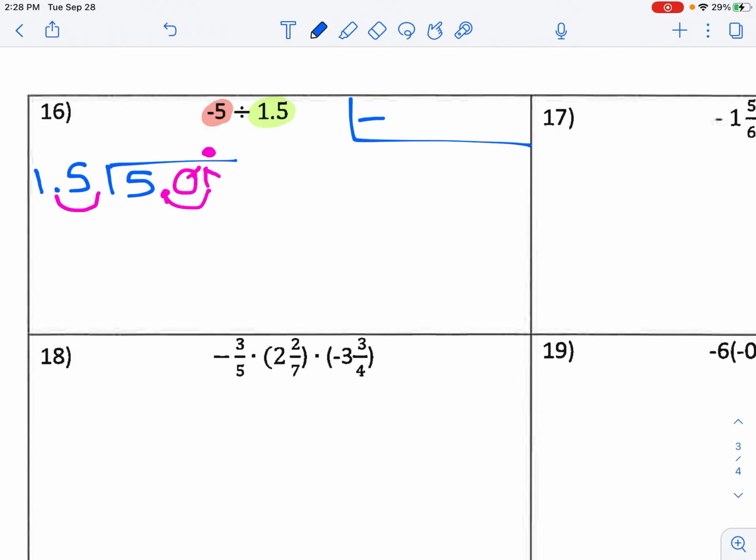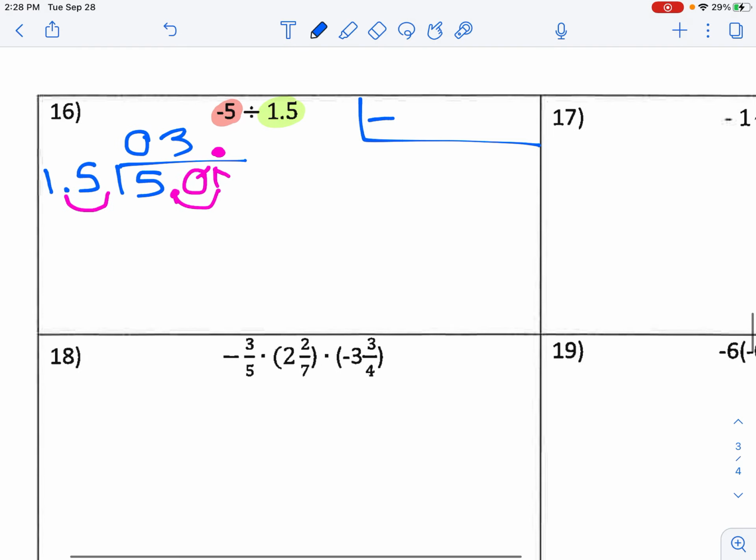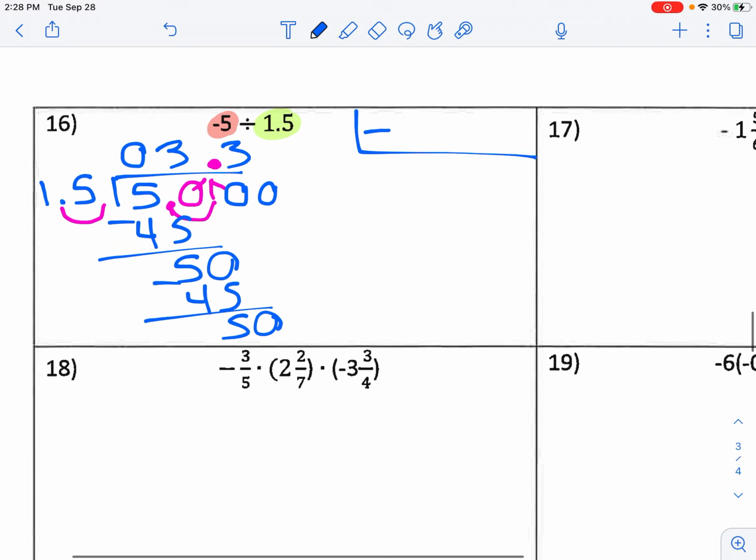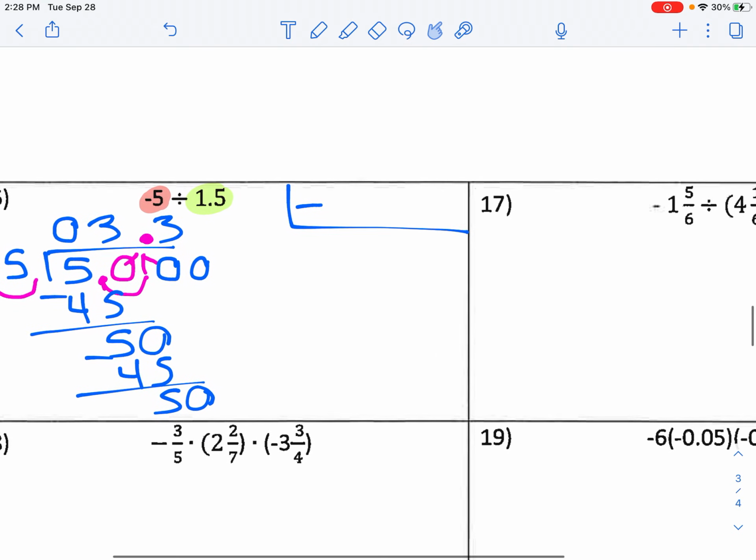All right, so now we're ready to do the math. So 15 cannot go into 5. We know 15 times 3 is 45. 50 minus 45 is 5. If you get a remainder, you have to add a 0. Again, we know that 15 times 3 is 45. Subtract. Remember, as long as it's repeated at least 3 times, you can stop.